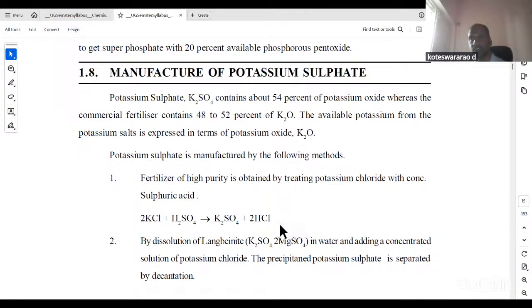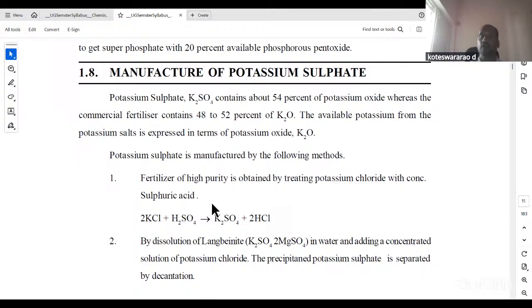KCl is treated with H2SO4, which leads to the formation of potassium sulfate. This is the highly concentrated potassium fertilizer. By dissolving langbeinite, that is K2SO4·2MgSO4, in water, that solution is added to the concentrated solution of potassium chloride. The precipitate of potassium sulfate is separated out.